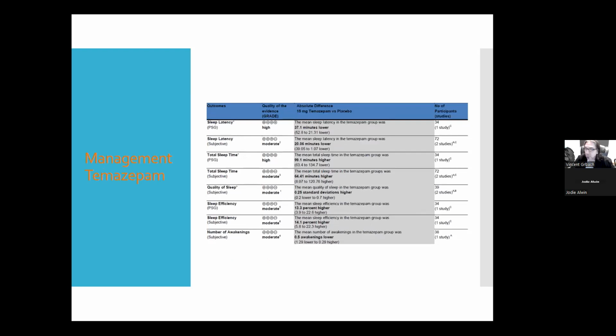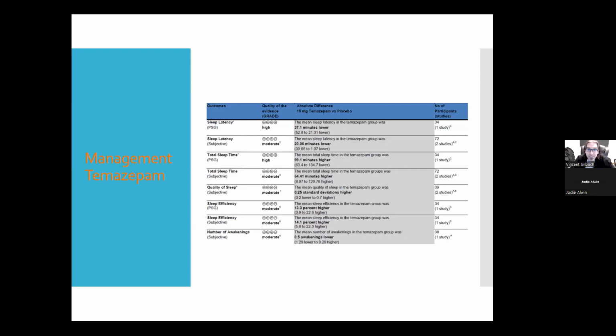Now, contrast that to what I consider the big gun, the thing that I never want to prescribe, but sometimes I have to, and that's temazepam. Temazepam 15 milligrams is basically the strongest FDA-approved benzodiazepine that we have for sleep. And it really is objectively very strong. For instance, if you look on the third line there, total sleep time, there's high quality evidence, although it was only 34 subjects in one study, that shows that the mean total sleep time increased by 99 minutes with the use of Restoril, or temazepam, 15 milligrams.